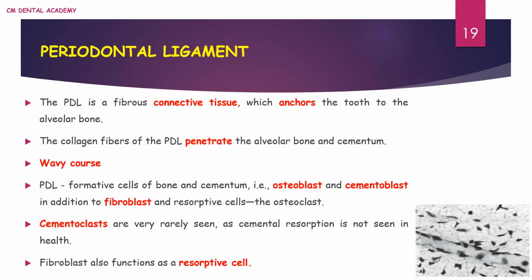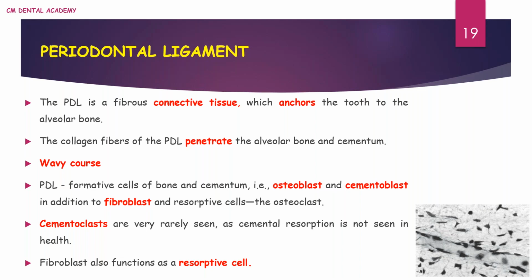The supporting structure, the periodontal ligament, is a fibrous connective tissue which anchors the tooth to the alveolar bone. The collagen fibers of the periodontal ligament penetrate the alveolar bone and cementum. That's why it helps in supporting the tooth. They usually run a wavy course.